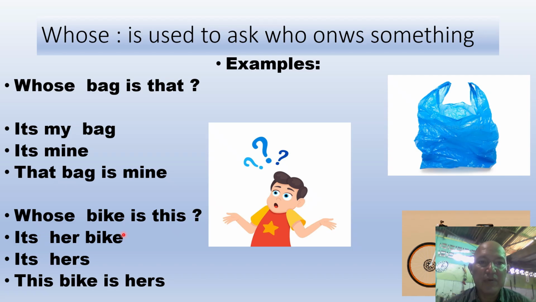In the next example, whose bat is this? It's her bat, okay? We have used the possessive adjective before the noun, in this case bat, or we use only the possessive pronoun, it's hers, to replace the noun, in this case bat, or we can say this bat is hers, after the object. This is the way we answer when we say that something belongs to someone. Okay, guys?